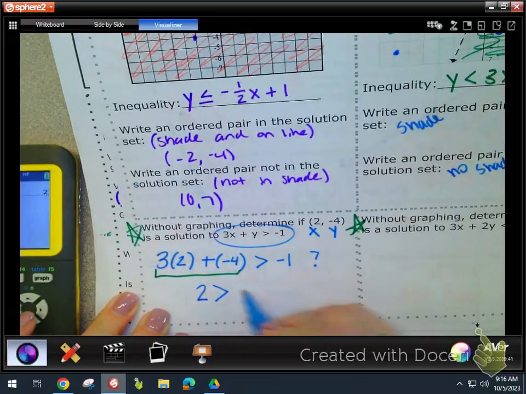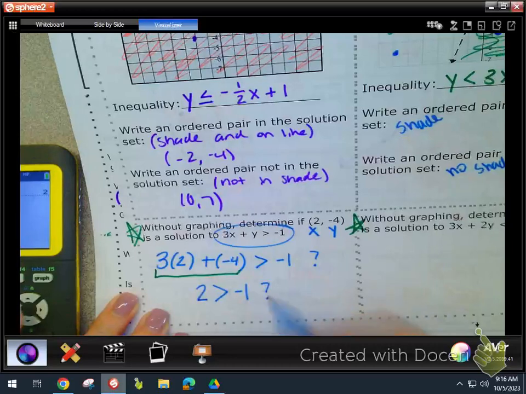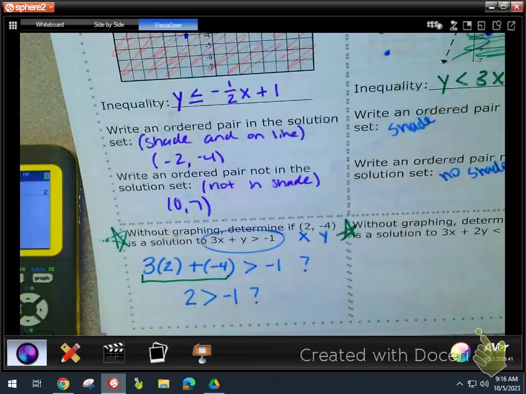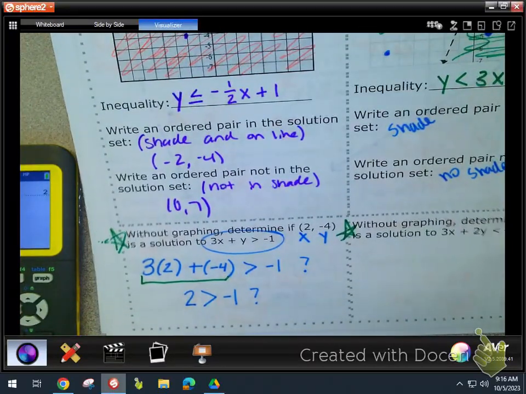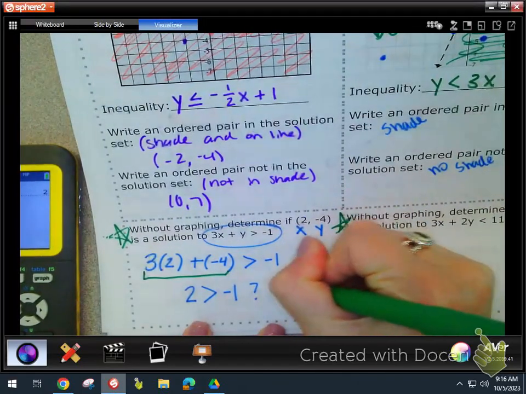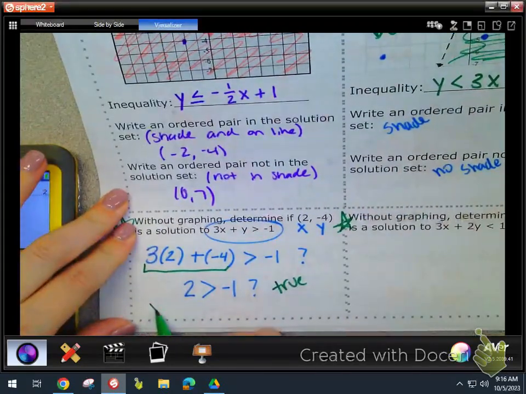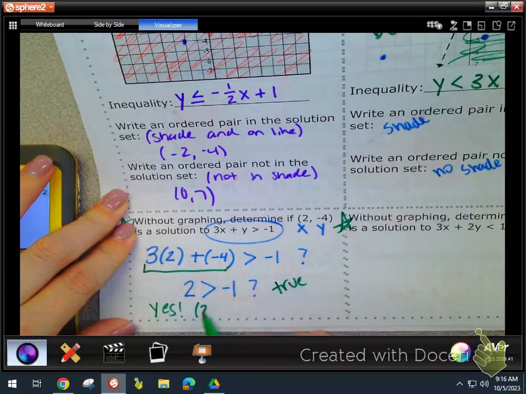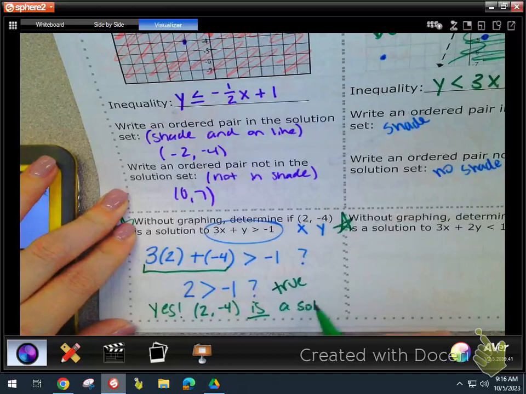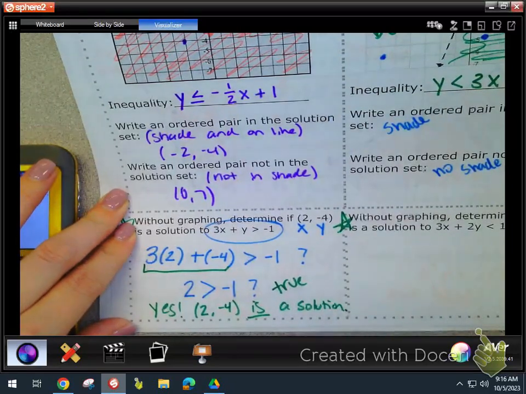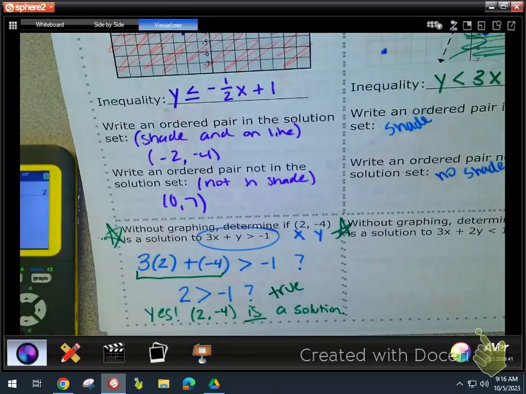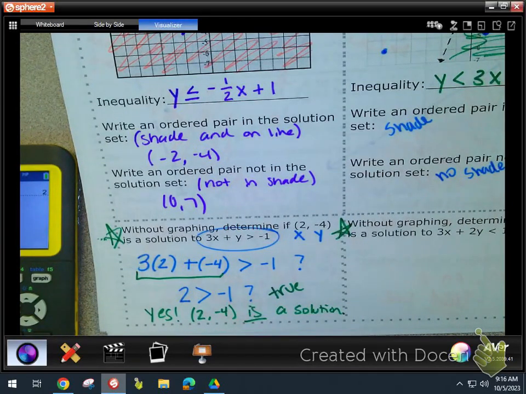And then again, go back to your question. Your question is: is 2 greater than -1? True or false? True. That is true. So what does that mean? Yes. (2, -4) is a solution. True statements mean they are solutions. Okay? False statements mean they are not. You are going to have to do this on your test. It's not hard. You just got to know what to do.